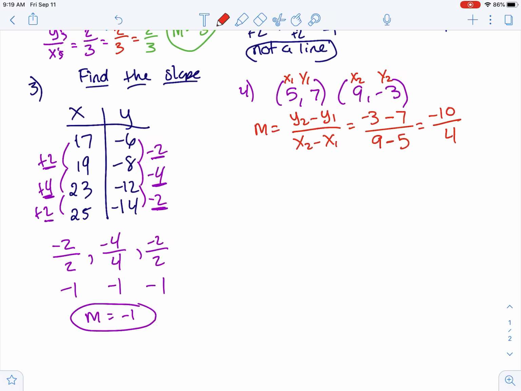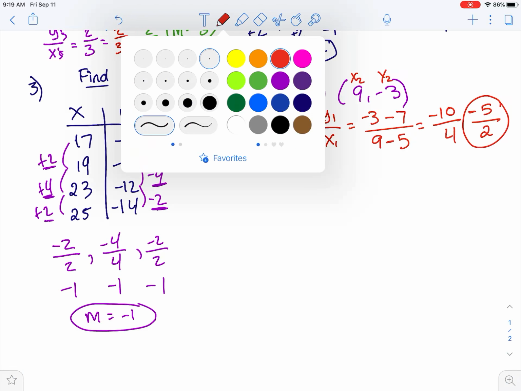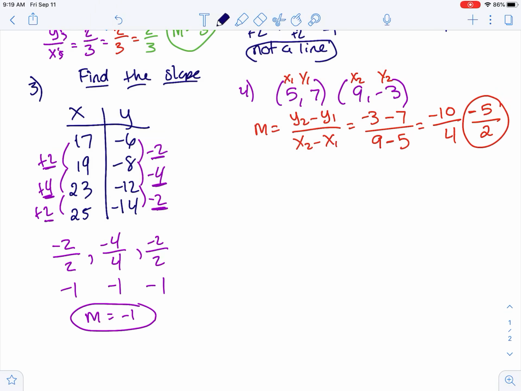And then we have to think, can we simplify that? We don't want a decimal. Okay, decimals are really hard to count on graphs. So 2 goes into top and bottom. So -10 divided by 2 would be -5. 4 divided by 2 would be 2. There's my simplified slope.